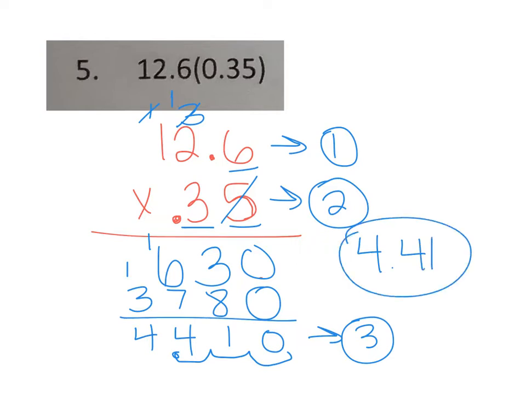So here you don't have to include the 0 at the end because it doesn't change the value. If the 0 was between the 4 and the 1, it would change the value. So our answer is 4 and 41/100ths.